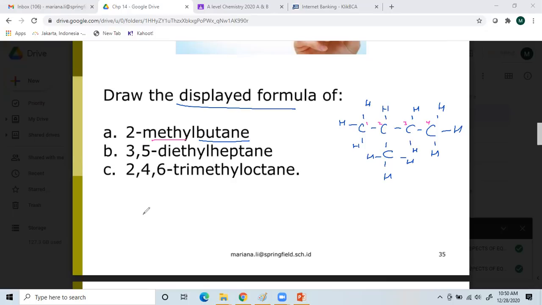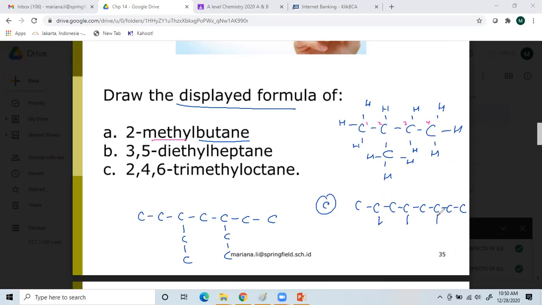How about B? Heptane. At the third, there is ethyl, and also at the fifth, there is an ethyl group. Complete with H, right? Okay, for C, octane. At number 2, number 4, and number 6, a methyl group, CCC. Okay, complete with H, all complete with H.